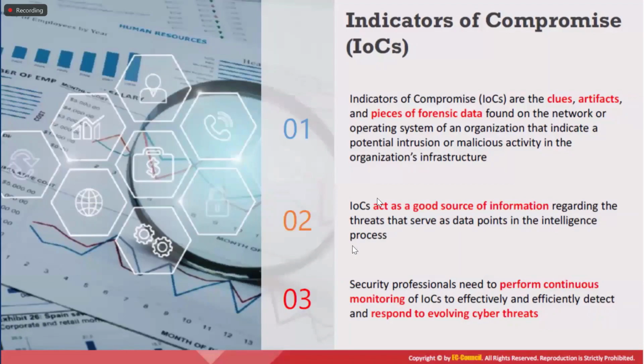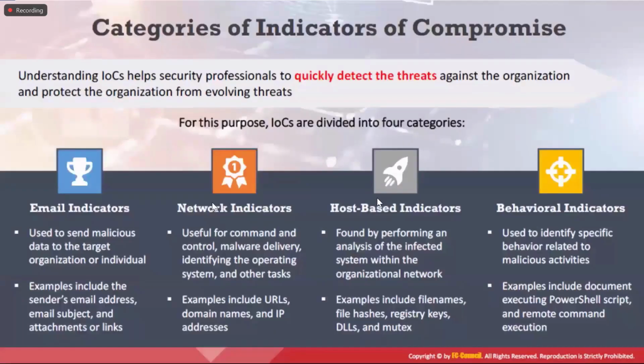Yeah. And now we are in the categories of indicators. What categories can we have? It might be different things like email indicators, network indicators, host-based indicators, and behavior indicators. Understanding IOCs helps security professionals quickly detect threats against the organization and protect it from evolving threats.